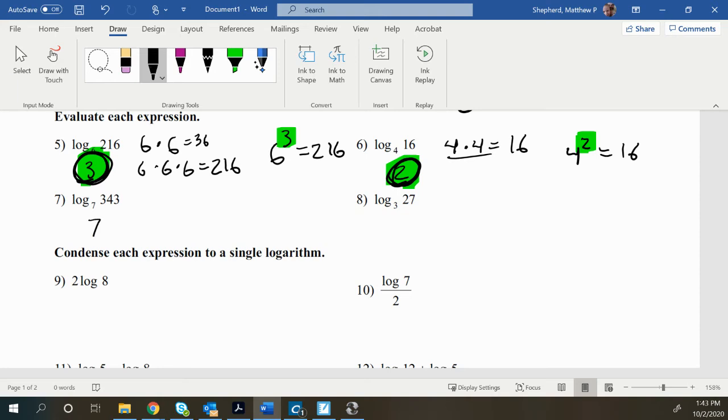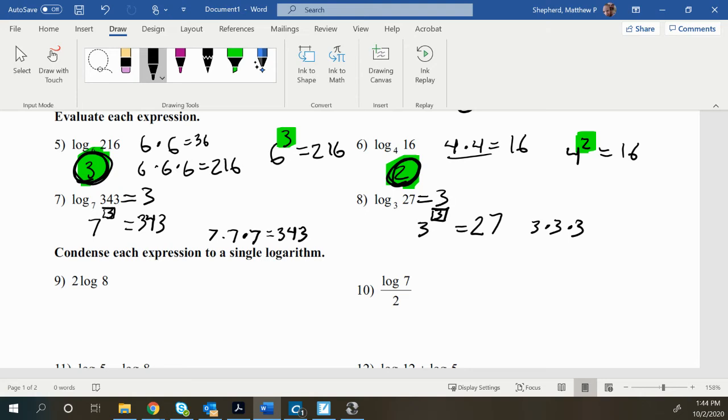All right, so now 7 to the power of what is going to equal 343? Well, let's see, 7 times 7 would be 49, and then 49 times another 7 would equal 343. So it would be 7 to the power of 3, which means that equals 3. 3 to the power of what equals 27? Well, 3 times 3 would equal 9, times 3 does equal 27. So 3 to the power of 3.